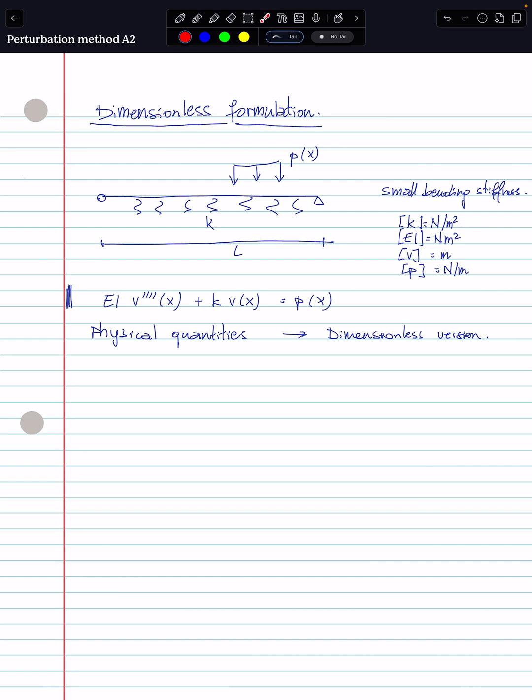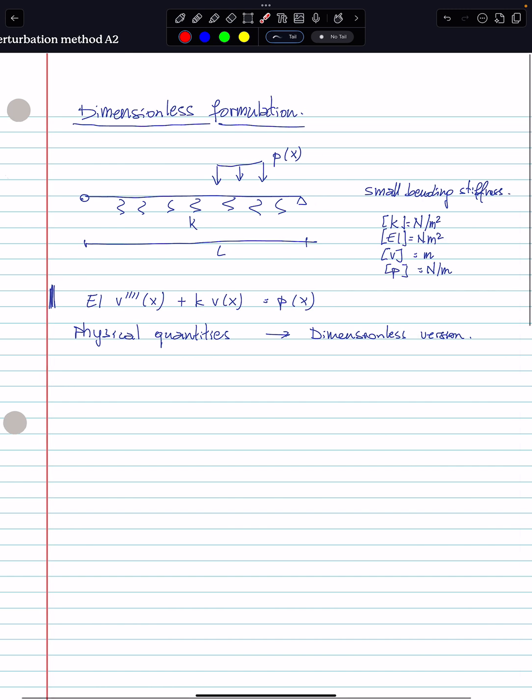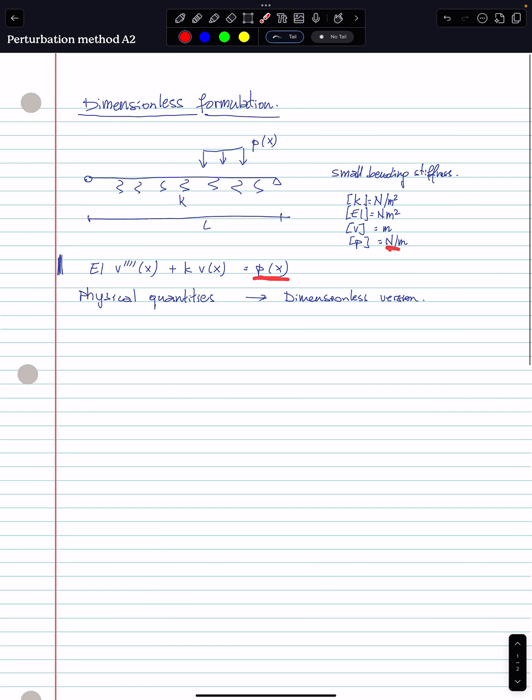K, this is the stiffness expressed in newtons per meter, but this is distributed along the length of the beam, so we have newtons per square meter. The bending stiffness is newtons times square meters. Another quantity is the transverse displacement V in meters. And we have on the right-hand side the load that is applied on that beam. And so based on that load, the beam deforms in a certain configuration.